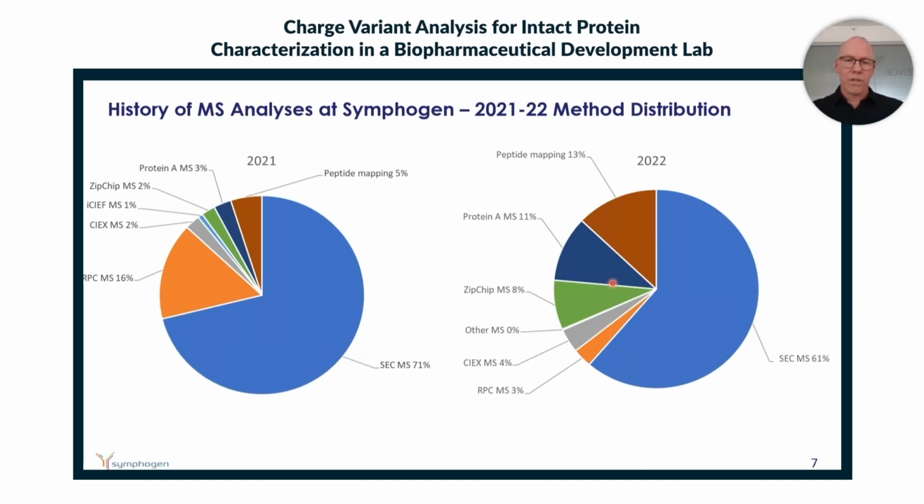So if we have a specific project, for instance, in 21, we were working with a fusion protein which had trouble with a disulfide linkage. It became cysteinated, and the reverse phase method was super efficient at pulling out that impurity. So we did a ton of reverse phase analysis because of that one project in 2021. And we see in 2022, we've started doing a lot more SIP chip analysis. That's become our primary charge variant analysis. And it's a dynamic situation, and it really depends on the project.